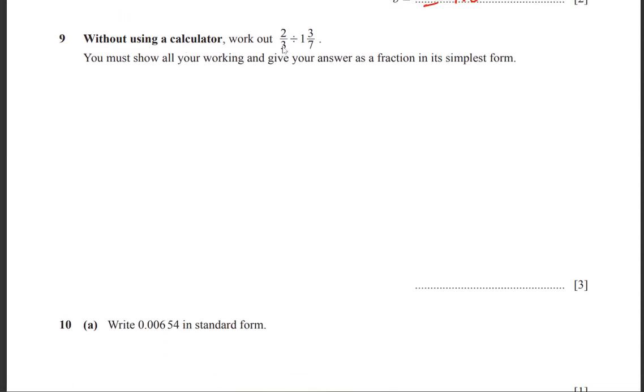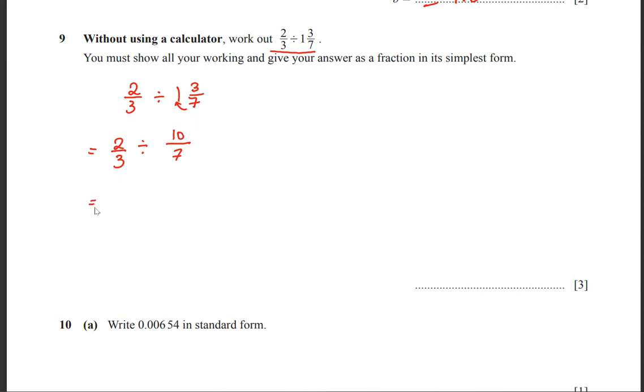Without using the calculator, do this operation. Okay, 2 over 3 divided by 1 and 3 over 7. We said before: plus, minus, multiply, divide. I cannot deal with a mixed number. I have to convert it into an improper fraction first. So divided by, this will be 7 multiplied by 1, 7, plus 3, 10.